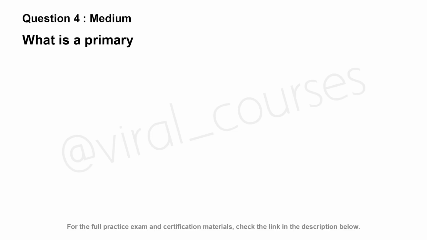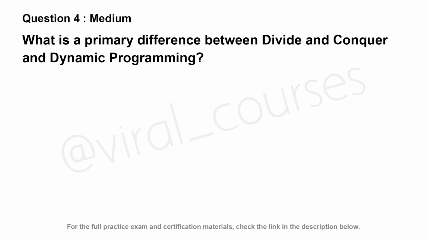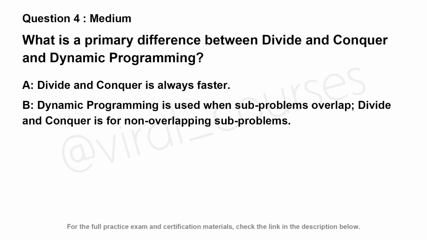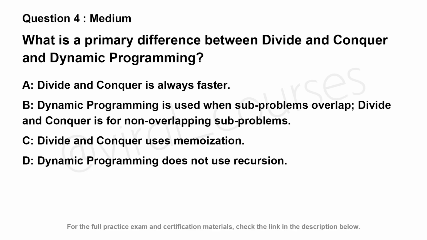What is a primary difference between divide and conquer and dynamic programming? Option A, divide and conquer is always faster. Option B, dynamic programming is used when subproblems overlap. Divide and conquer is for non-overlapping subproblems. Option C, divide and conquer uses memoization. Option D, dynamic programming does not use recursion.